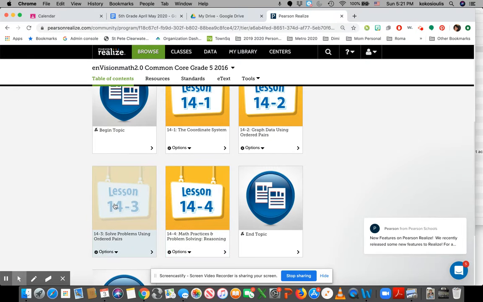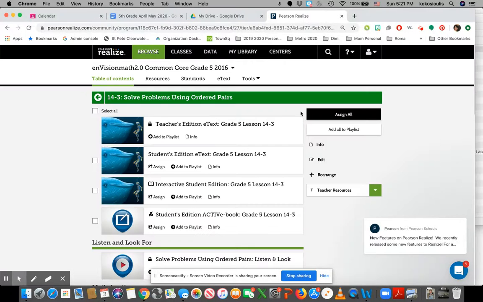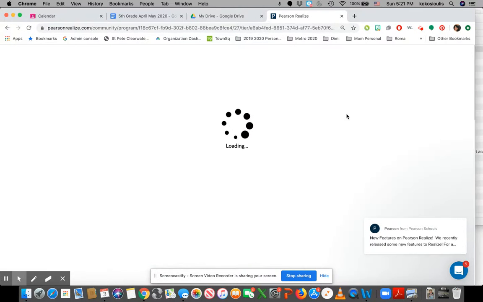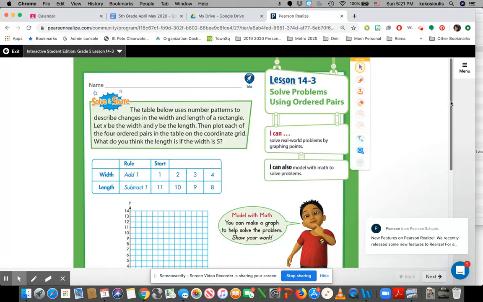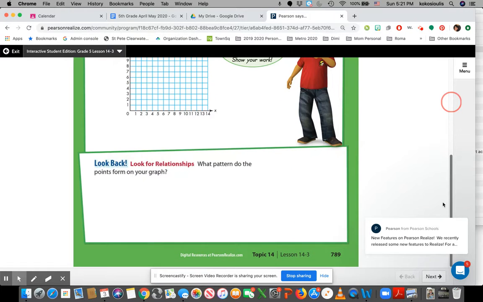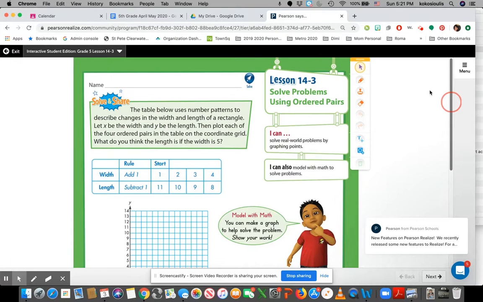Okay, so let's start with lesson 14.3. So go ahead and get your book out, and you will be on lesson 14.3. Let me make sure it loads here for you guys. And here we go. We're on page 14.3, which is on page 789. And so today what we're going to try to do is use our graphs and our ordered pairs and our coordinate grid to solve real world problems by graphing points.